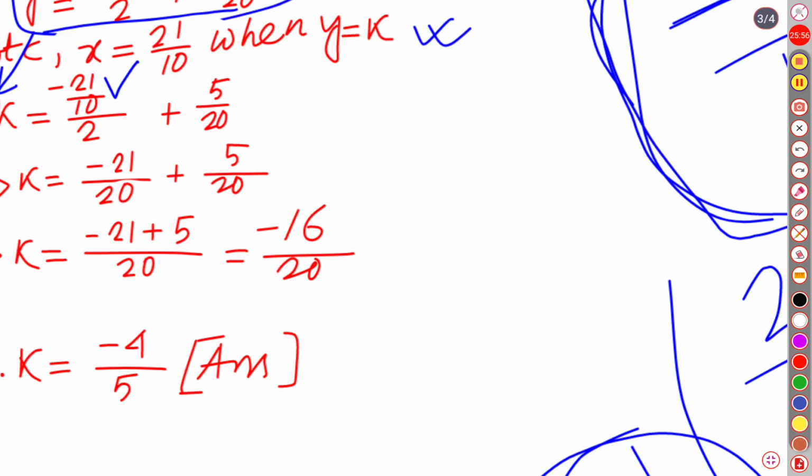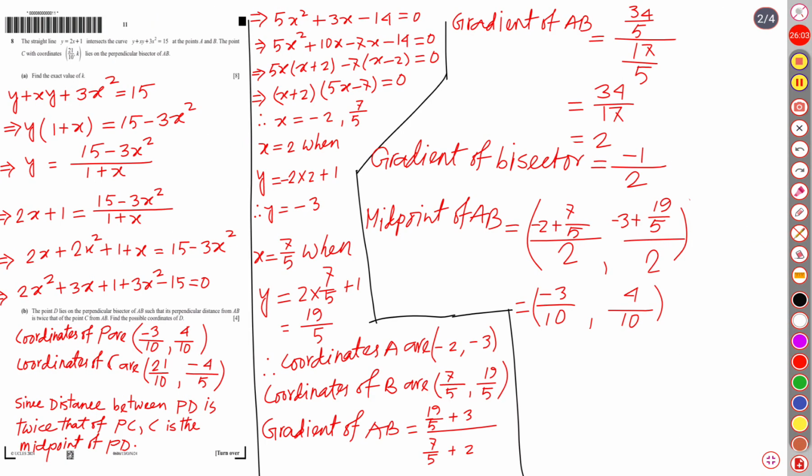Let me show you the whole of the solution at a glance. This is what the whole of the solution is. So what are the concepts?